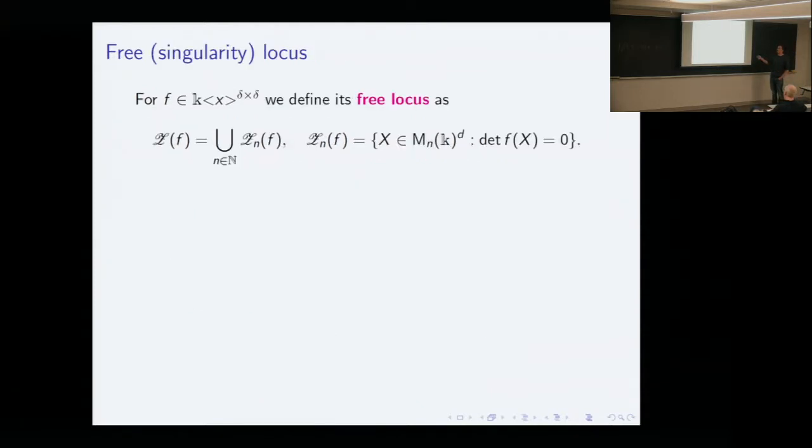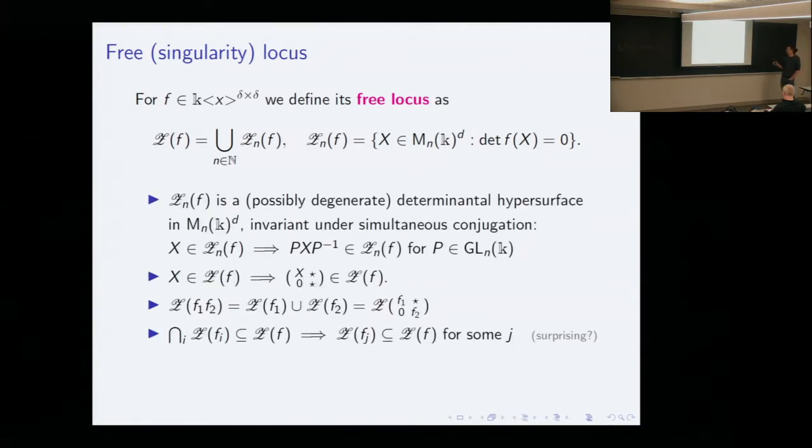So in general, not just for polynomials, but for matrices of polynomials, we define its free locus, or free singularity locus, using this notation, as the set over all sizes of matrices of all X such that the determinant of F at X is 0. Okay, so what are the first properties of this set?